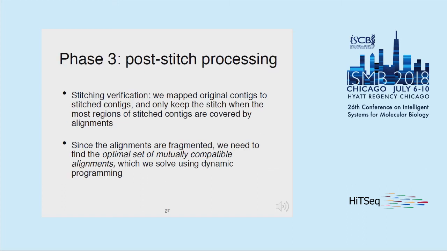Phase 3 is post-stitch processing, which is actually a stitching verification step. We map the original contexts to the stitched context, and only keep the stitch when most regions of the stitched context are covered by alignments. Otherwise, we cancel this stitch. Since the alignments are fragmented, we need to find the optimal set of mutually compatible alignments. We solve this by designing a dynamic programming algorithm.